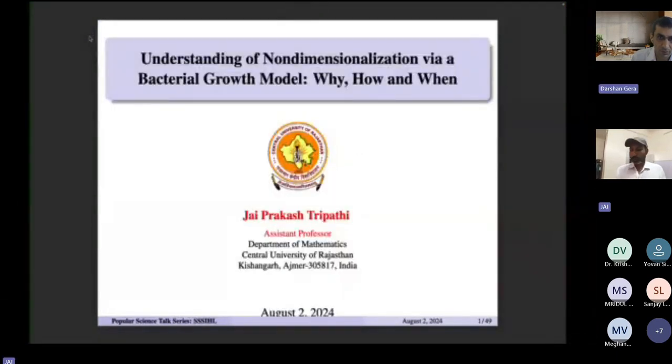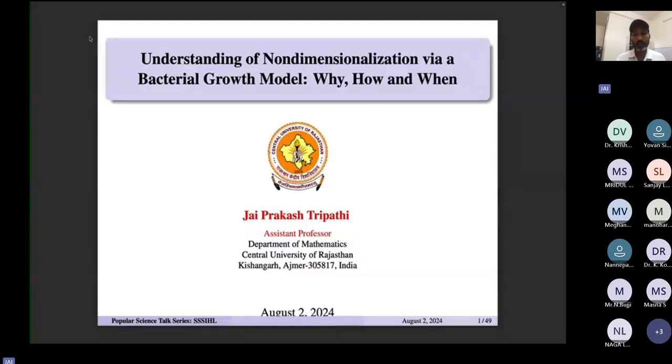Yeah. So as Dr. Darshan already stated, I will be talking about non-dimensionalization. Non-dimensionalization, as you know, we generally do while modeling biological systems. Especially this kind of technique is very useful when we do modeling using differential equations, like in control theory, modeling of biological systems. This kind of technique is very useful. So I thought that we can talk about this.